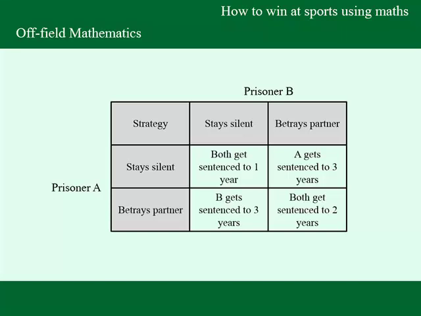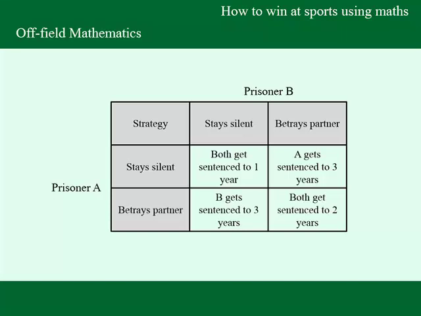However, let's say I'm actually prisoner A. If I assume that prisoner B has stayed silent, then I'll go to prison for 1 year if I stay silent. But if I betray him, then I go to prison for no years at all. So that's better for me. So it's better for me to betray him in that case. If prisoner B betrays me, then if I stay silent, then I go to prison for 3 years. But if I betray him, I go to prison for 2 years. Again, in both cases, it's better for me to be a betrayer.